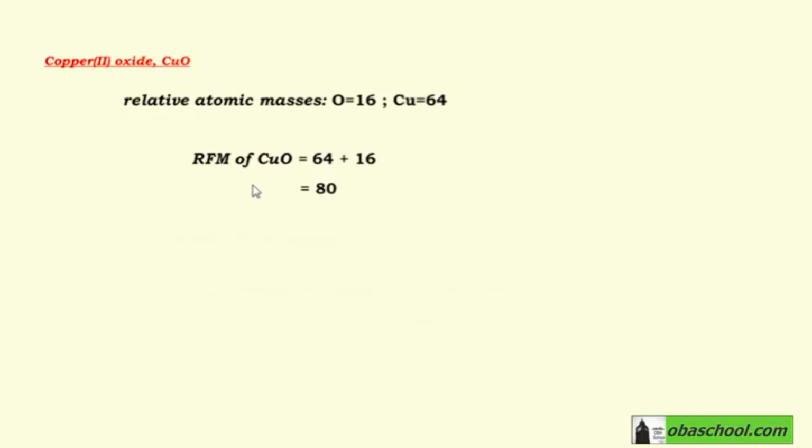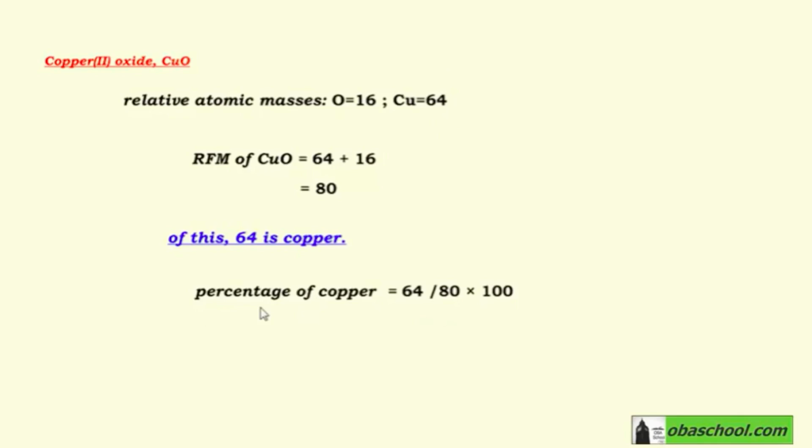Now we want to calculate the percentage of copper alone. Copper oxide contains copper and oxygen. We want to find the percentage of copper only. Copper has an atomic mass of 64. So to calculate the percentage of copper, we will take the atomic mass of copper, which is 64, and divide it by the relative formula mass of the whole compound and then multiply it by 100.